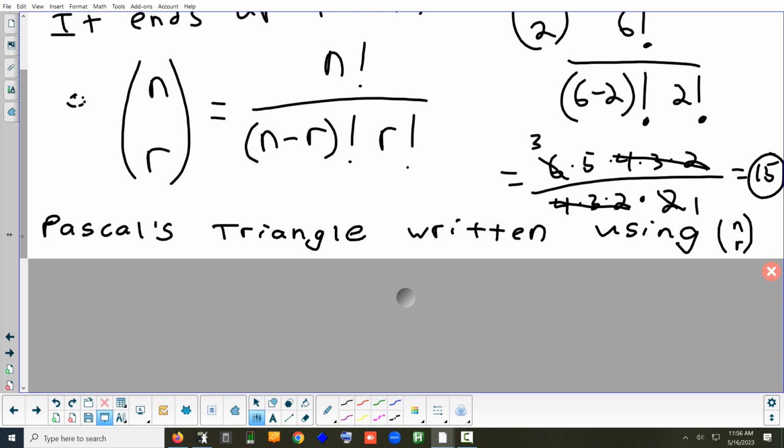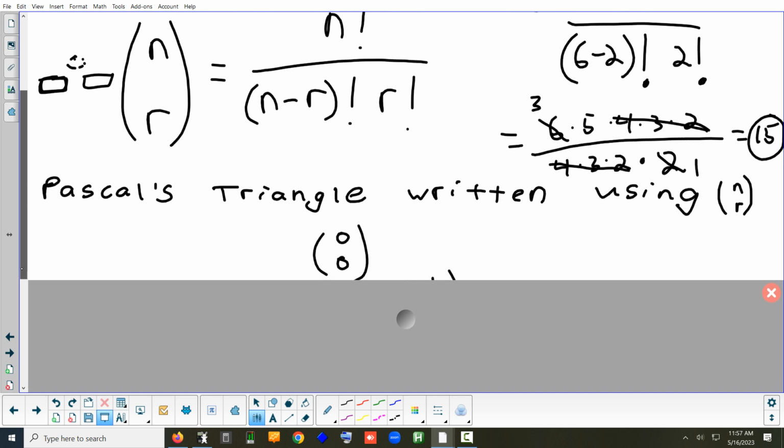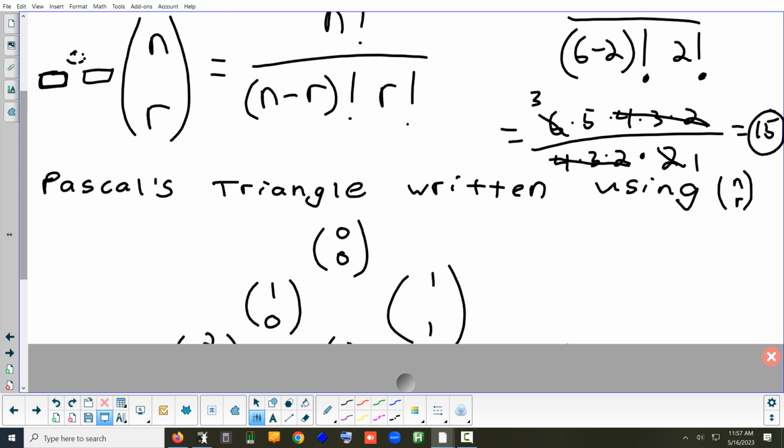Row, not row 1, column 1. No, it's row 0, column 0. Row 0, column 0. And then what would be the next spot right there? Row 1, column 0. And this one? Row 1, column 1.